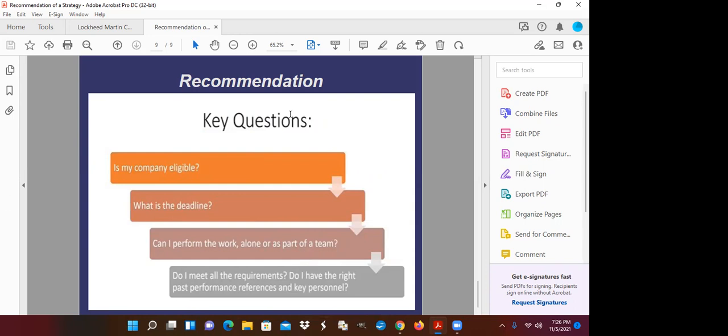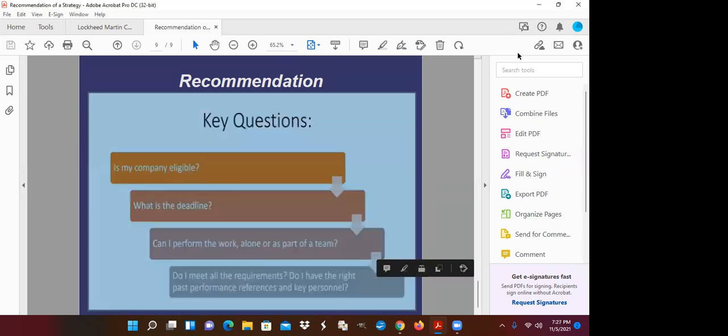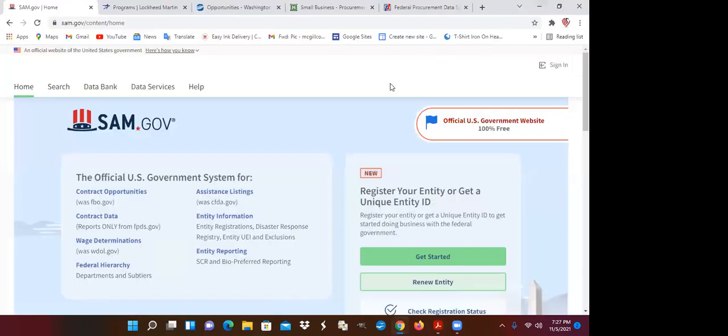All right, let me do this. Go back. Oh, I think I can just do this. Okay, y'all still see this screen, or y'all see the SAM.gov screen? Yes. Okay, cool. All right.